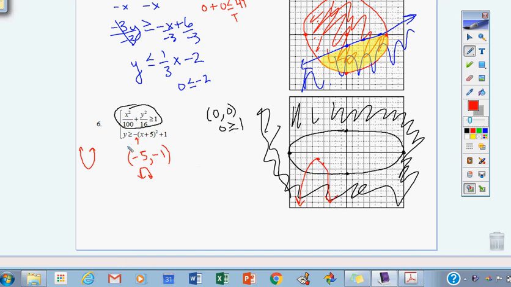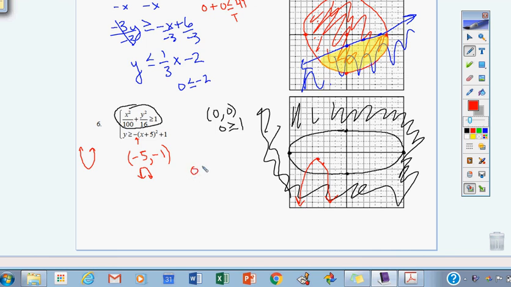Now, if you're like, oh man, I don't know our shade, here it is. You don't have to guess. Test a point. We have the origin right here. If I test the origin and it's true, that means I shade all this stuff that the origin is in for that region. If it's false, I gotta shade inside here. So let's see what it is when I plug it in.